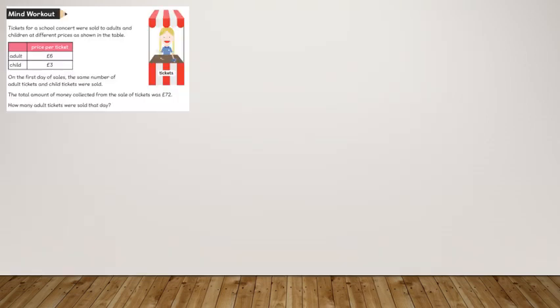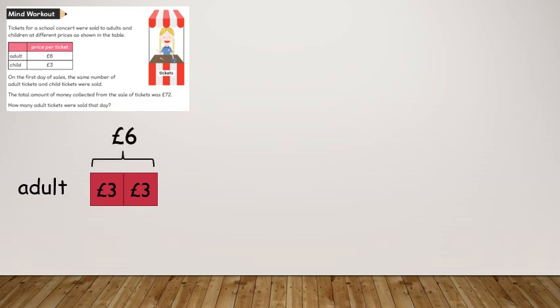So I've put the mind workout in the corner there just in case we need to refer to it. Let's have a look at completing a bar model to show how this will work, because I think that's quite a good way of helping us to understand the pattern between the numbers that we've got. So we've got an adult ticket and that costs not £3 but another £3, which equals a total of £6. We've got a child ticket that costs £3.